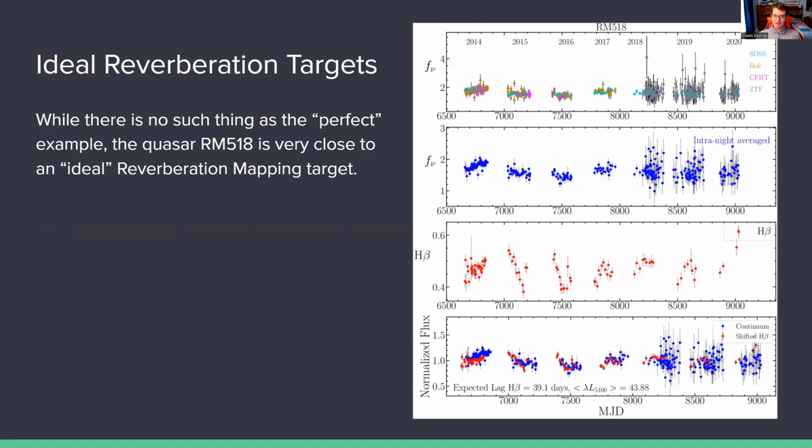Well, there is not really any such thing as a perfect example in the real world. This target, called RM518, is the closest that I found to an ideal reverberation mapping target. The time lag lines up very nicely, as seen in the very bottom panel, and there is a very nice, clear, both short and long-term pattern between the H beta curve, seen second from the bottom, and the overall continuum curve, seen second from the top. It is very easy to track the patterns and what is going on in both of these curves and see that they line up and correlate very well.